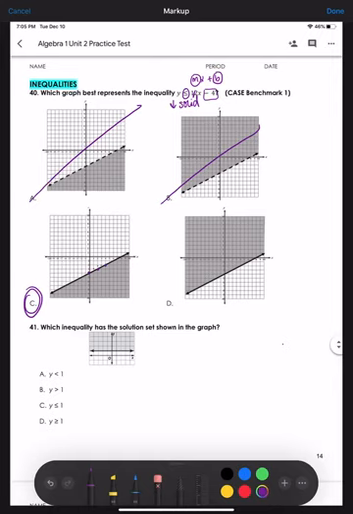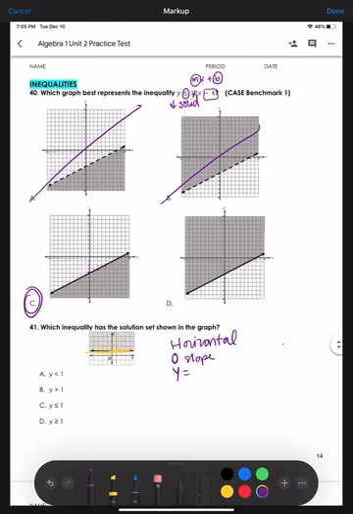All right, 41. Which inequality has the solution set shown in the graph? So here, we should notice right away this graph is going straight across, like if we're watching the sunset, it is like the horizon. So this is a horizontal line. A horizontal line has a slope of 0, and the equation is y equals. But in this case, it's going to be an inequality, so it'll actually be greater than or less than or greater than or equal to.